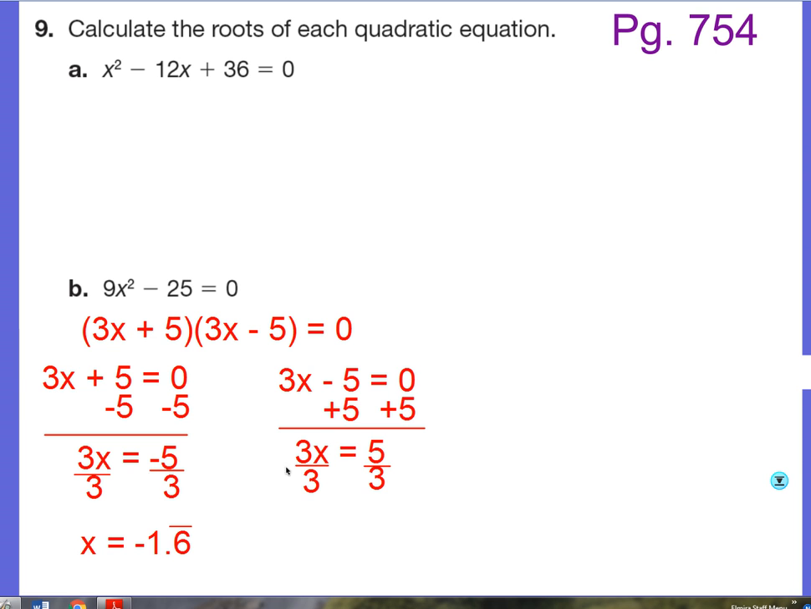This looks exactly the same, doesn't it? Except that's a negative and that's a positive. So I get a negative 1.6 and a positive 1.6. That means my solutions are the same, they're just opposite signs. And that's a special thing that happens in a difference of perfect squares. Okay?